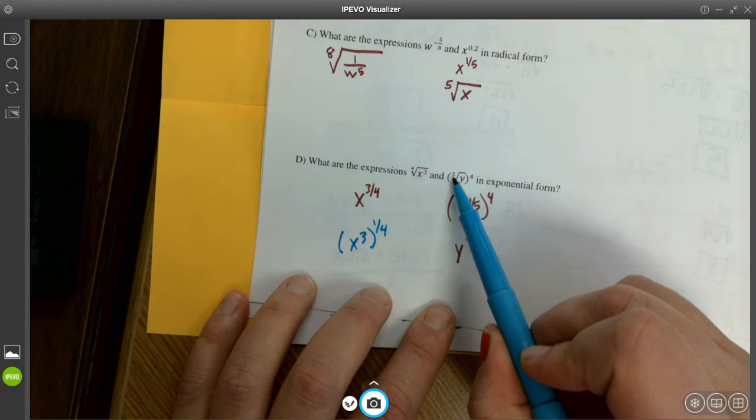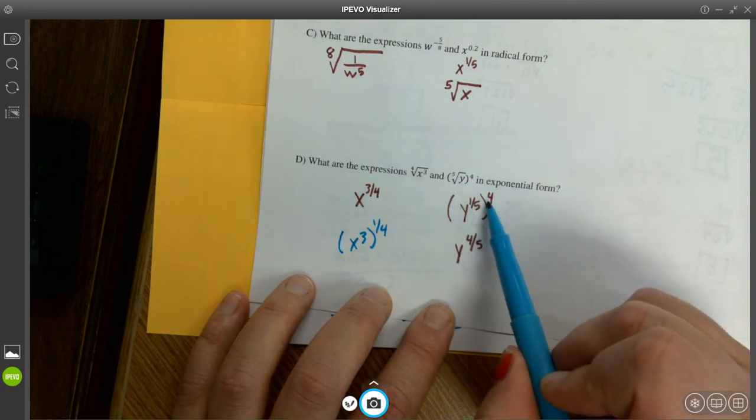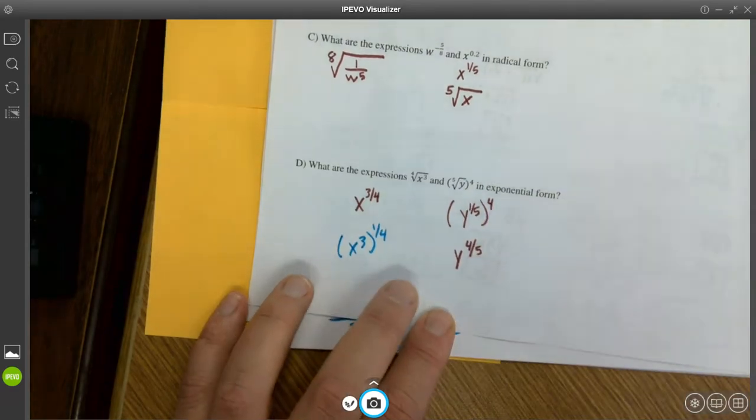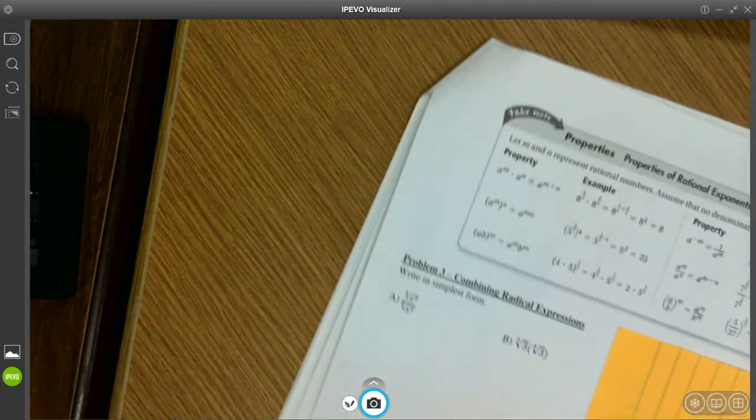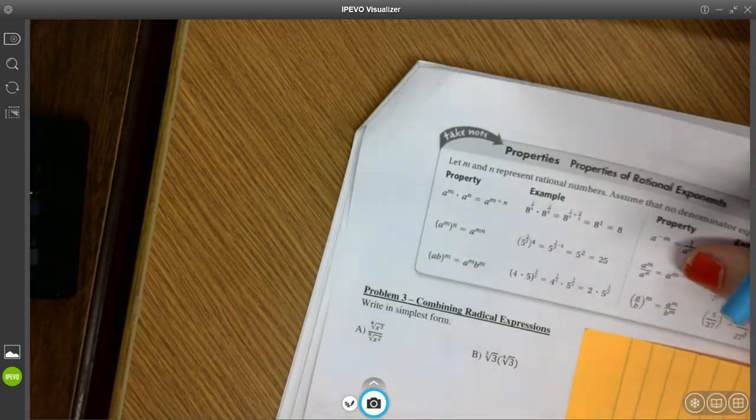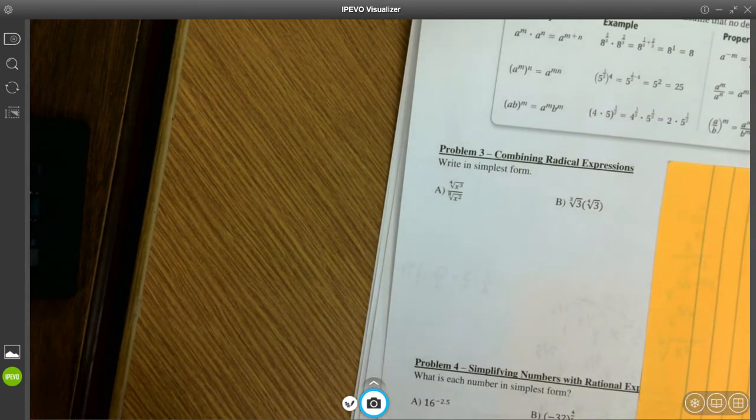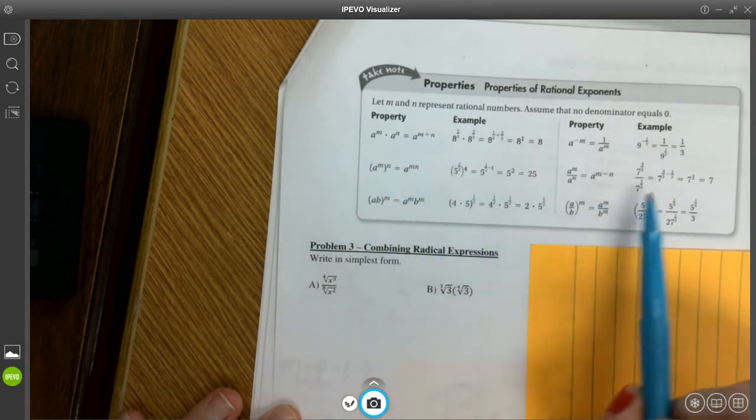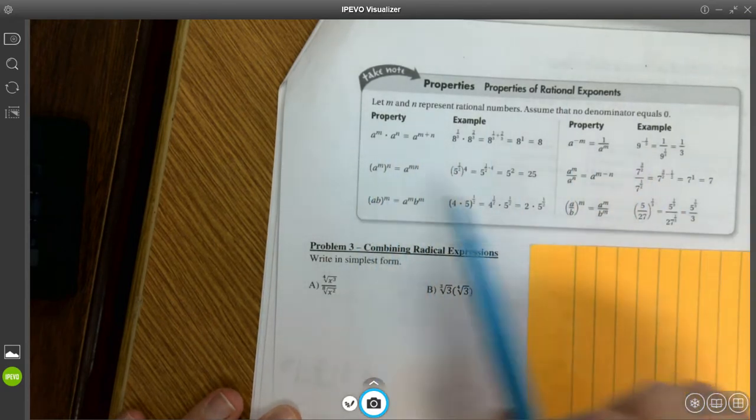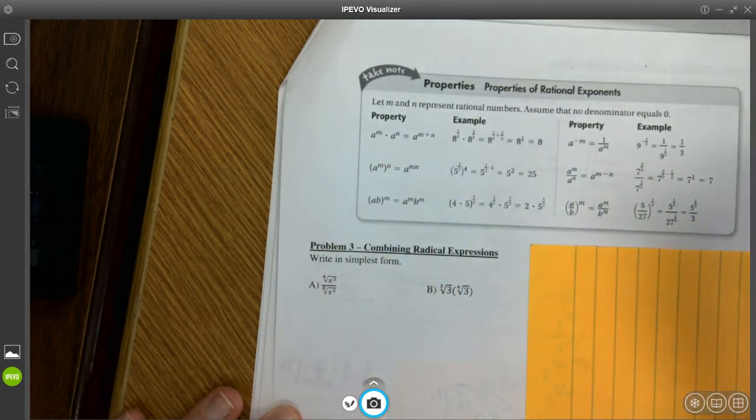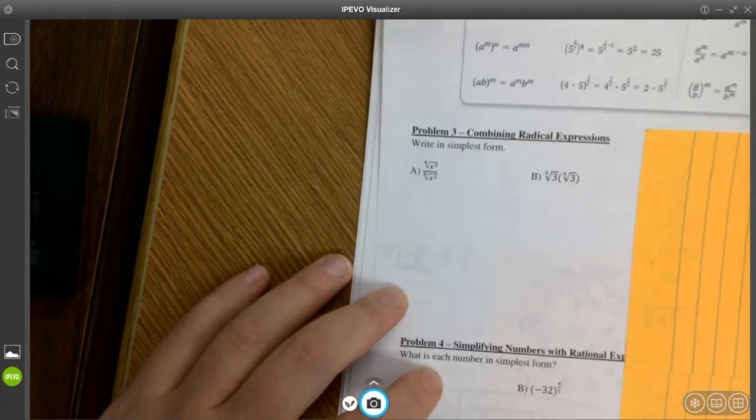Changing fifth index to 1/5, and then power to a power, you multiply. So what if we have something like this? First, you want to combine it so that it's all in fraction exponents. These properties are still the exact same. Nothing has changed from 6.0. The properties are the same, we're just dealing with fractions.